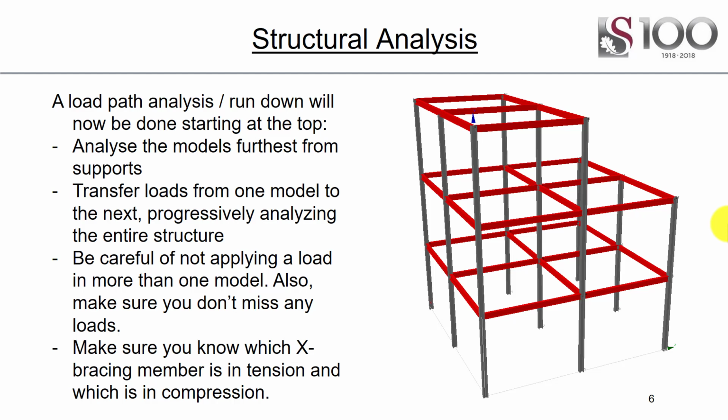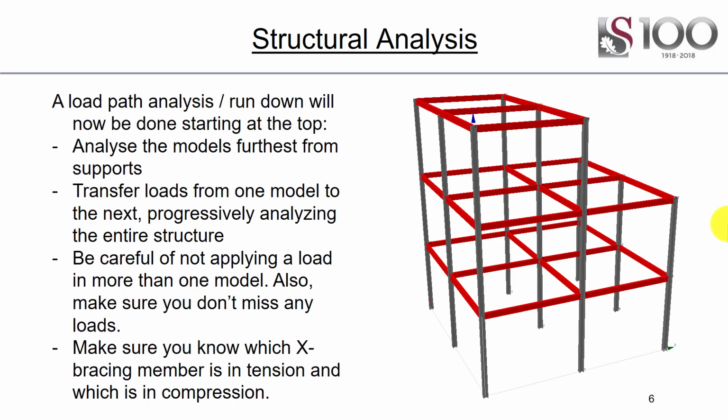When it comes to applying loads, often a node will be part of two models, a vertical model and a horizontal model. We only apply the load once. If we apply it twice, we will double account for it and we'll be adding on load that is not there.